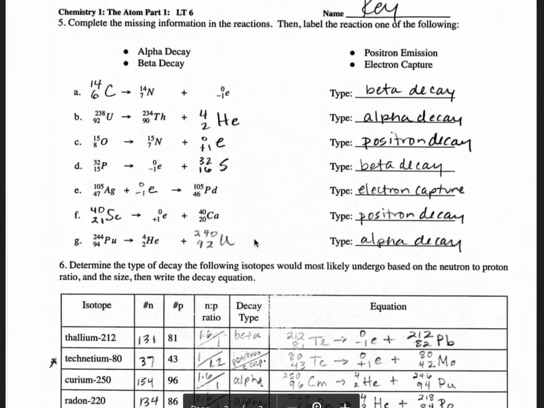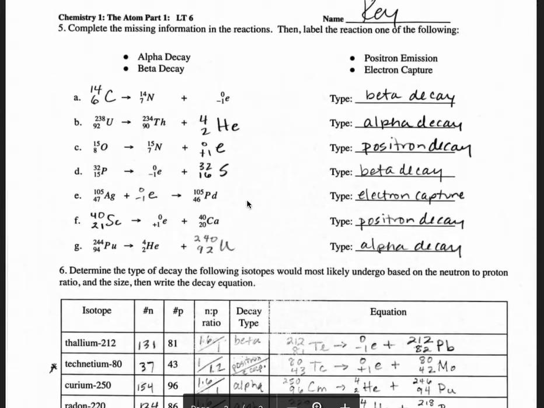So on the back side of this worksheet, you just had to fill in the blank based on looking at the structure and looking for clues in the equation to determine what type of decay, and then use your math skills, your adding and subtracting, to figure out the answer. So 0 plus 14 is 14, -1 plus 7 is 6. So the isotope that starts this equation is carbon-14. And it's decaying into nitrogen and a beta particle, and that makes this beta decay.